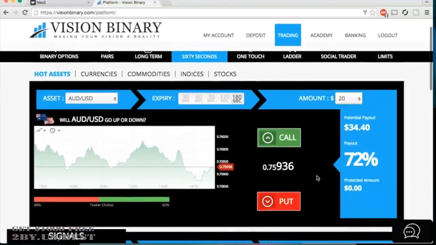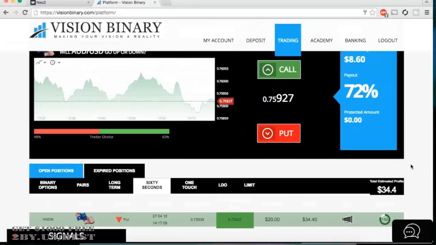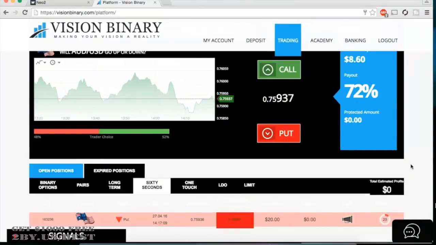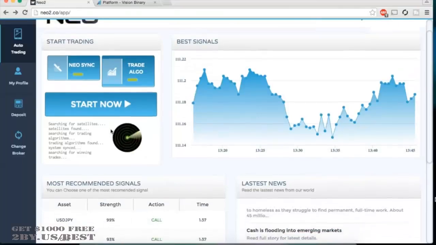All right, so our position was just approved. Let's skip right to the end of this trade. Despite there being a lot of red in that video, NEO2 knows what's up and knows exactly when it is going to go up and go down. So we got in on it. Boom, there we go. That's 4 wins, 1 loss. Let's keep it up, NEO2.